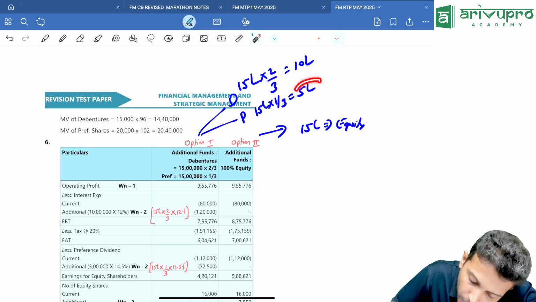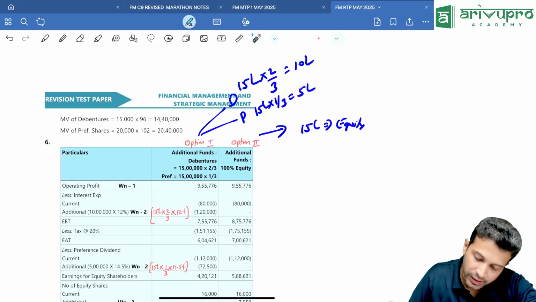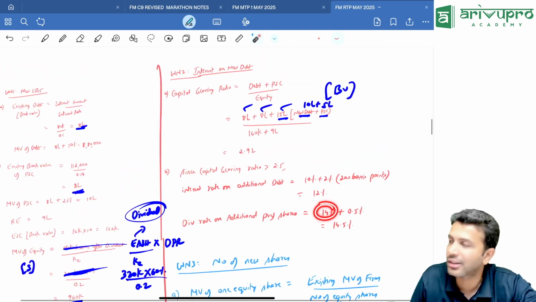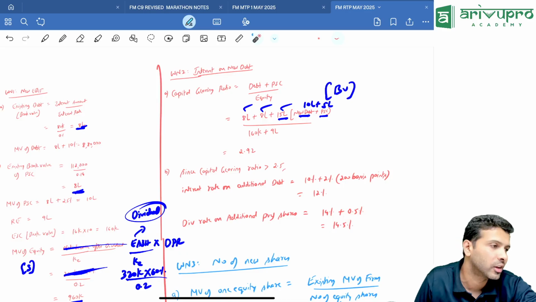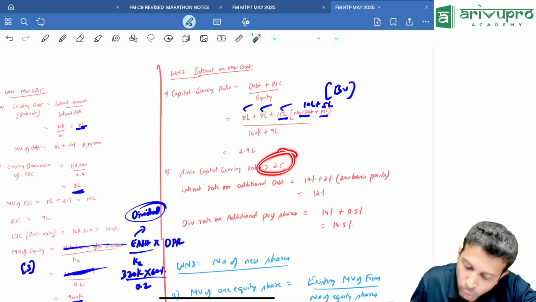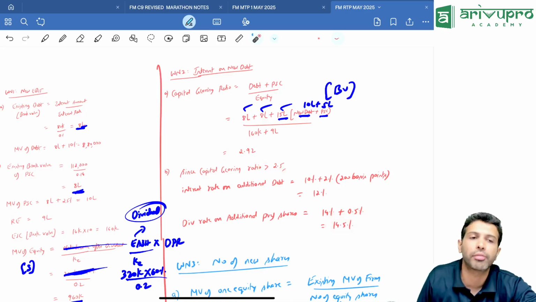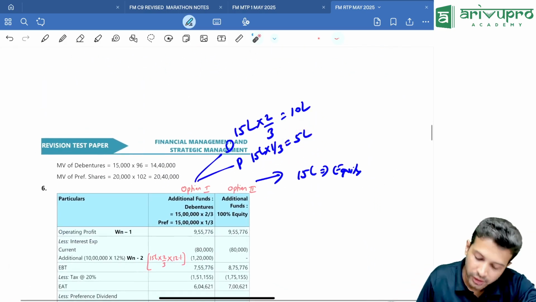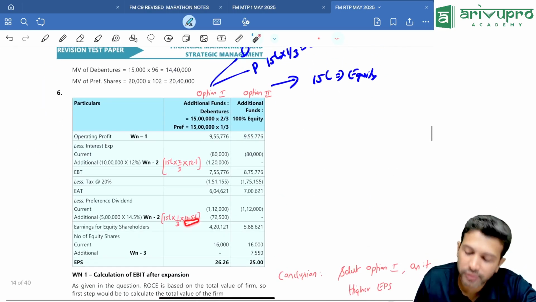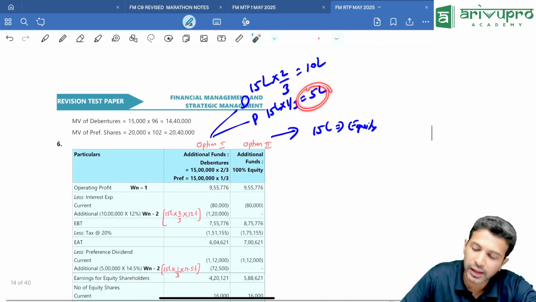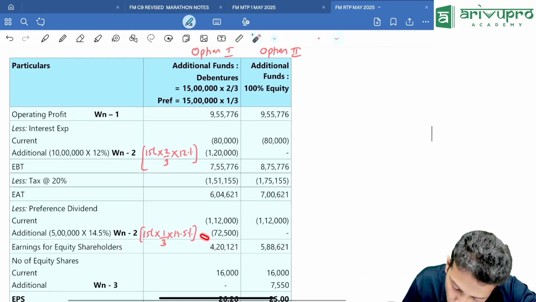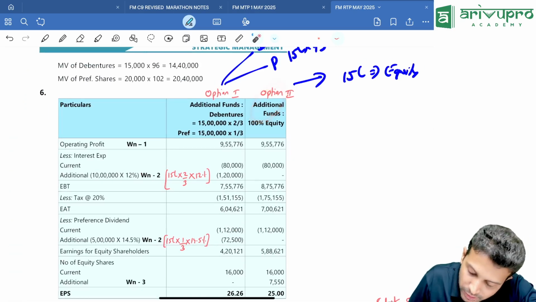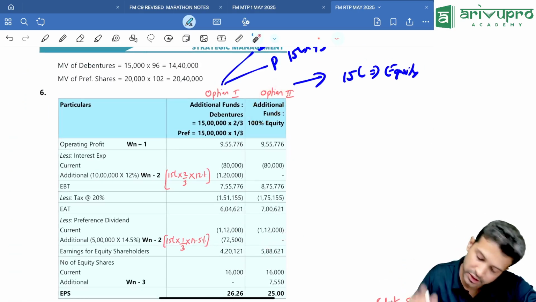In the first option, how much preference shares will you issue? 5 lakh. And can you issue these preference shares at the 14% existing dividend rate or will it increase? Since the capital gearing ratio was more, now you have to give a dividend at the rate of 14.5%. So how much preference shares are you raising? 5 lakh. Dividend rate is how much? 14.5%. 5 lakh into 14.5% will give you dividend on new preference shares of 72,500. In the second option, will preference shares come or no preference shares? No preference shares.